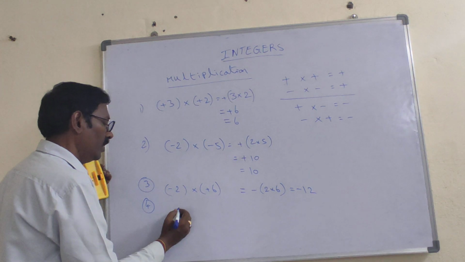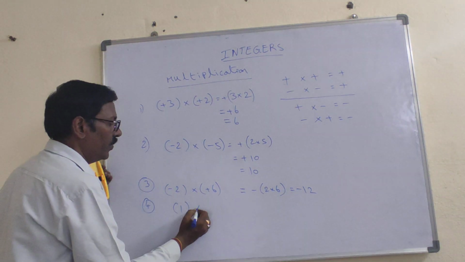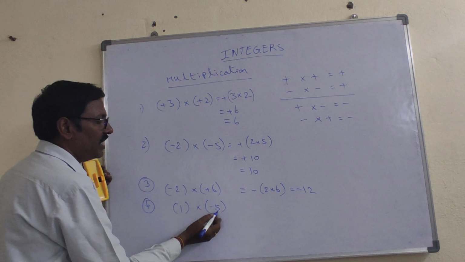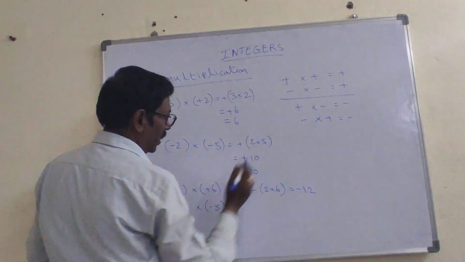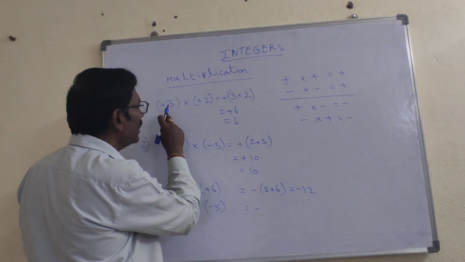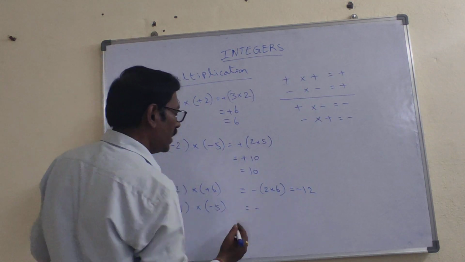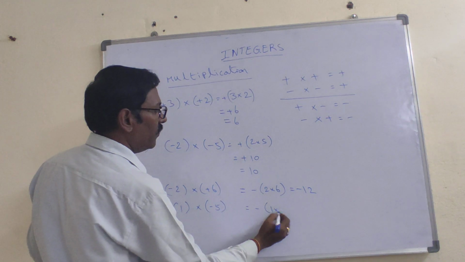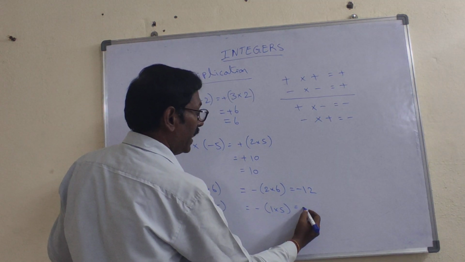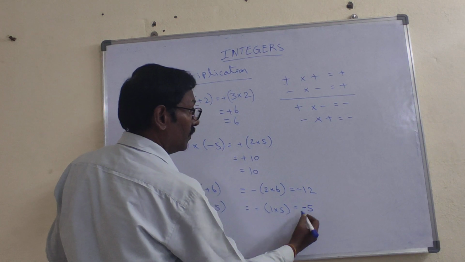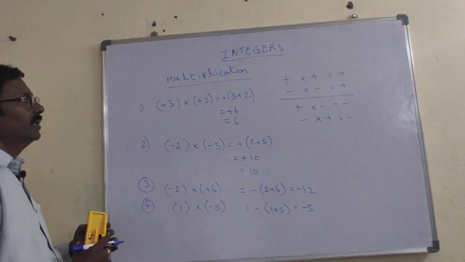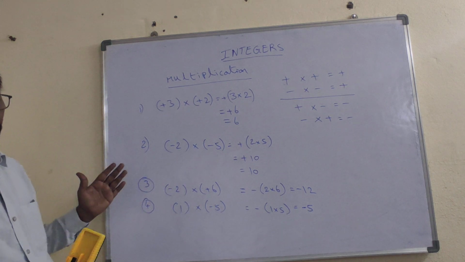One more example, suppose 1 into minus 5. This has a plus sign, this has a minus sign. If both have opposite signs, we will get the minus sign. If both have the same sign, we will get the positive sign. So this is 1 into 5, that is equal to minus 5. Okay, these are the most important concepts.